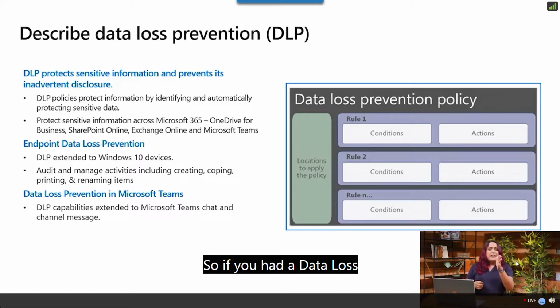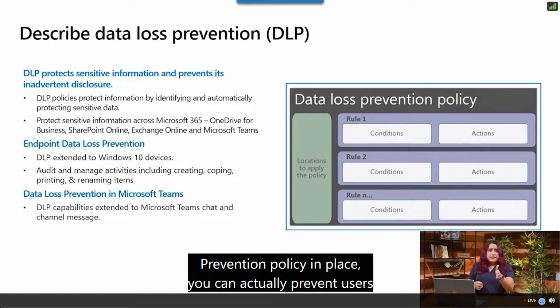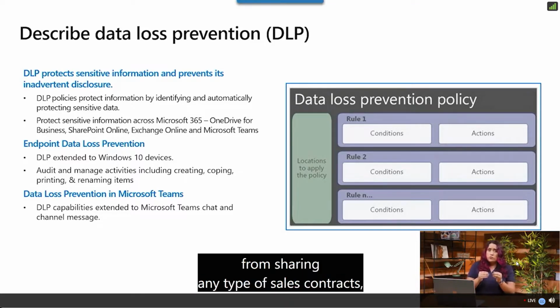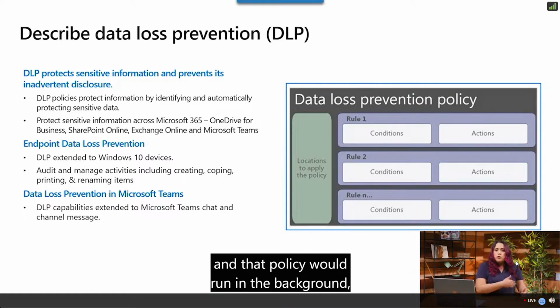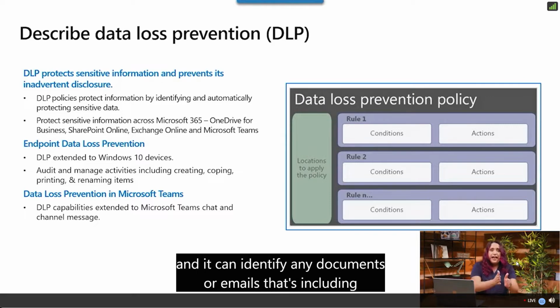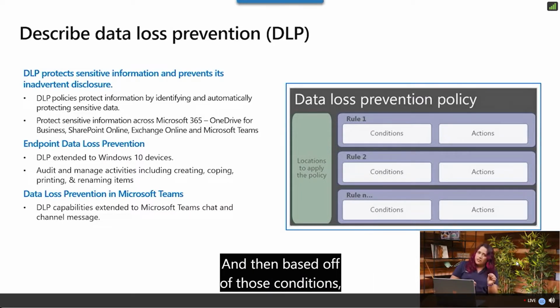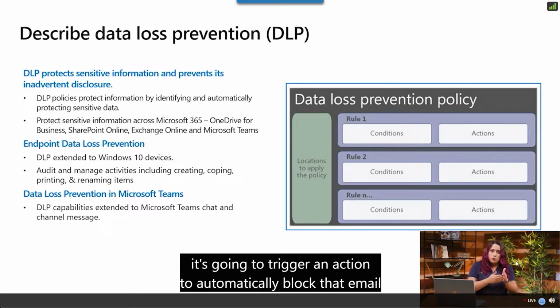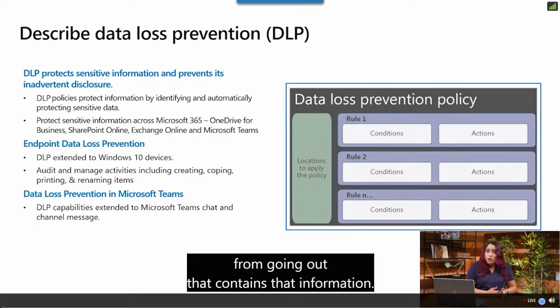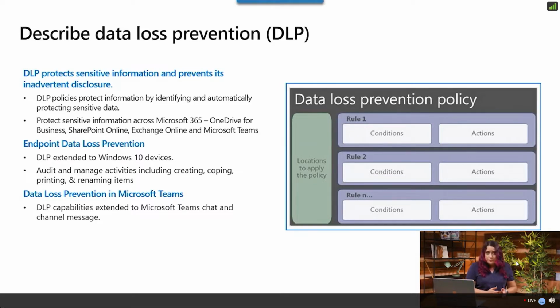So if you had a data loss prevention policy in place, you can actually prevent users from sharing any type of sales contracts. And that policy would run in the background, and it can identify any documents or emails that include those sales contract numbers or customer information. And then based off of those conditions, it's going to trigger an action to automatically block that email from going out that contains that information.